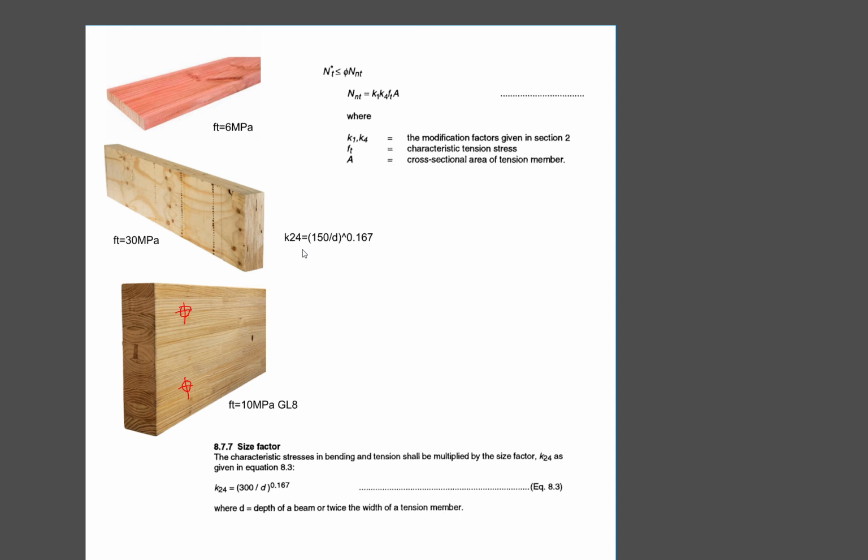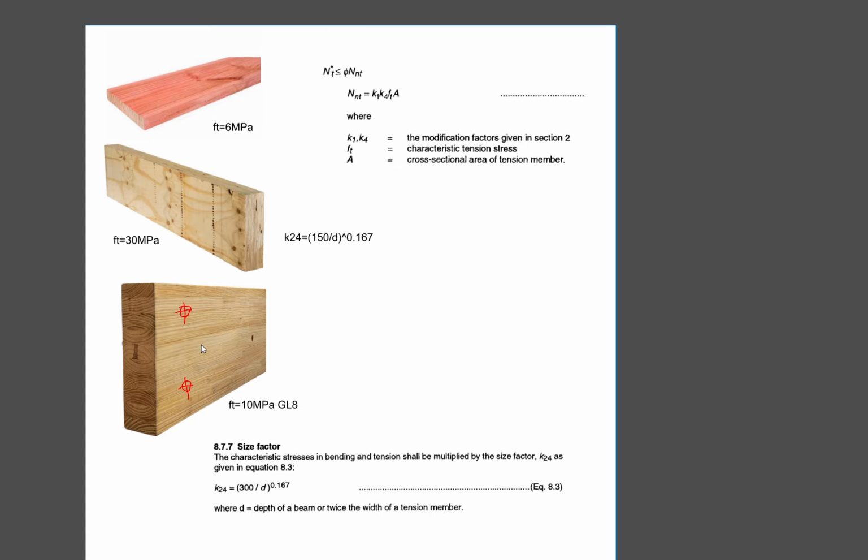For glulam, you can just go by the standard K24, that is 300 divided by D. If you're using a section that is less than 300 deep, then you don't need to factor in any size factor, so that'll be 1. So yeah, I think tension design is straightforward.